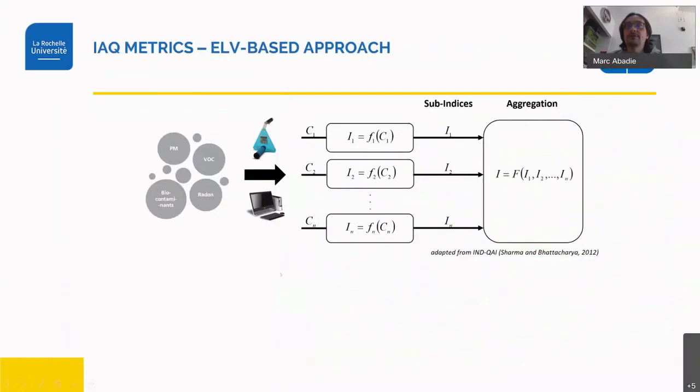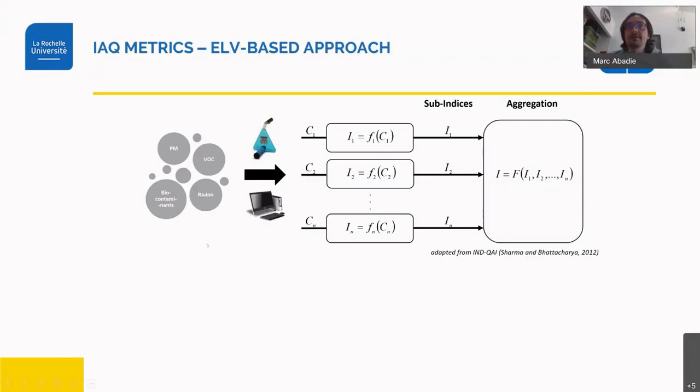So with this list, we needed to calculate some metrics. The idea was to have only one metric at the end of the project, but for each pollutant, we needed to define some indices, and then to have only one index at the end, we needed to define a function to aggregate the different sub-indices in the calculation. We also made a literature review about existing metrics in past studies.